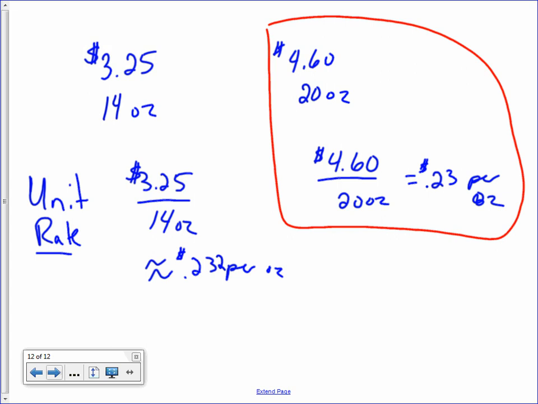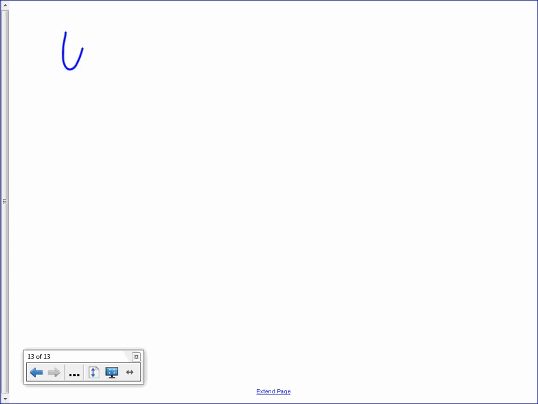The other thing that you're going to be doing today is conversions. These conversions can get a little tricky, but we're going to be using something called unit analysis. Unit analysis is when we're changing from one unit to another.